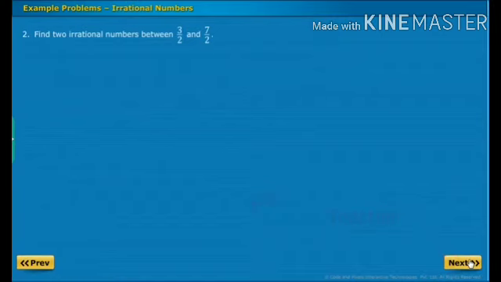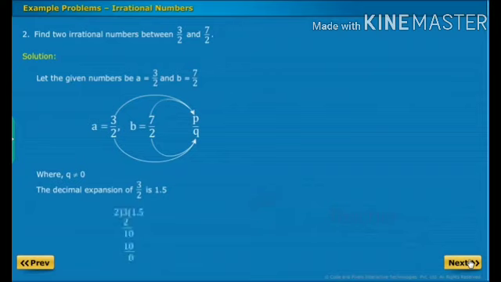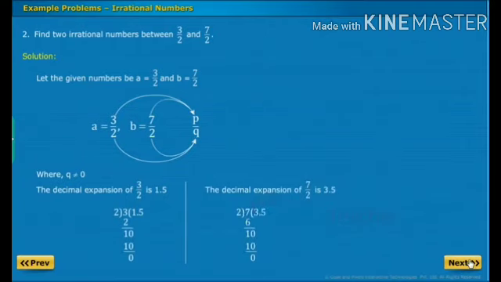Find two irrational numbers between 3/2 and 7/2. Solution. Let the given numbers be A equal to 3/2 and B equal to 7/2. We observe that both the numbers are rational since they are in the form of p by q, where q not equal to 0. Initially here, we need to find the decimal expansions of the given two numbers. The decimal expansion of 3/2 is 1.5. And similarly, the decimal expansion of 7/2 is 3.5.